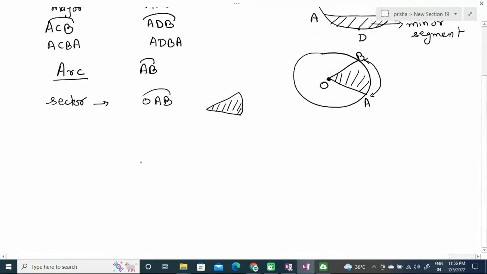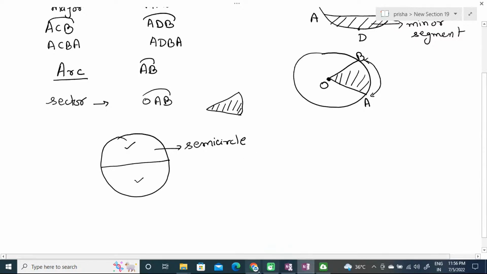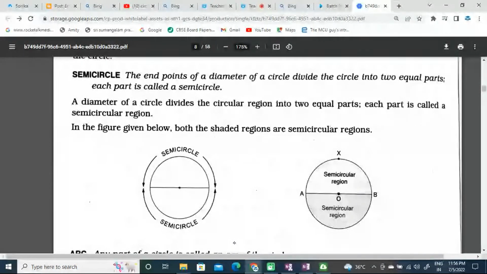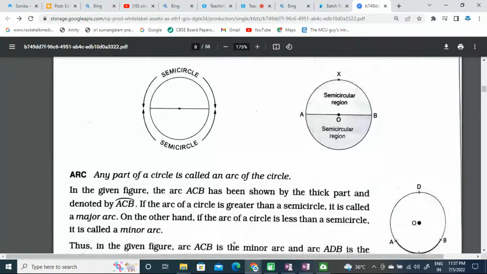For example, we have a circle and it is divided through the diameter. And each of these portions is equal. Each of these segments is equal to each other. So this is termed as a semicircle. And you can see in the figure, the endpoints of the diameter of a circle divide the circle into two equal parts. Each part is called a semicircle. Clear?